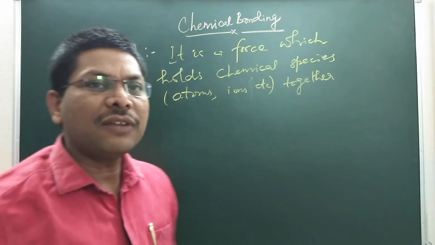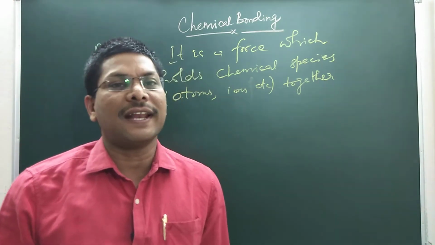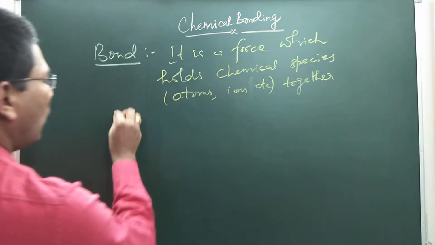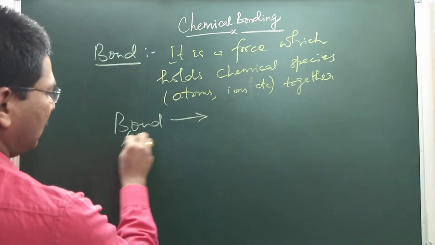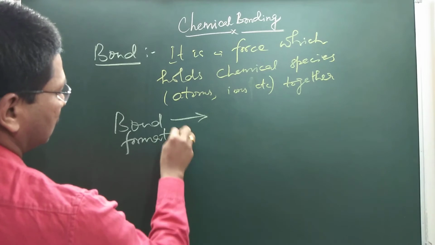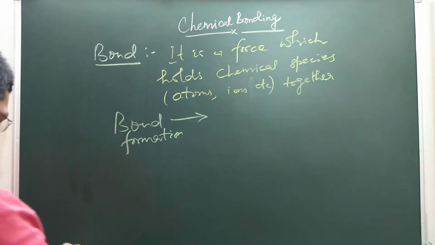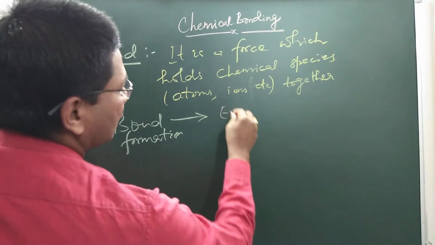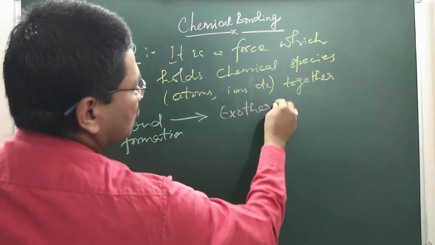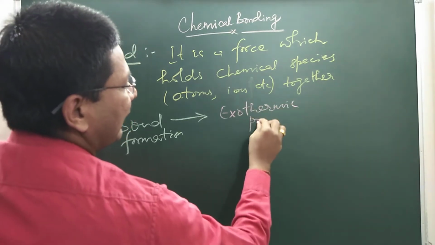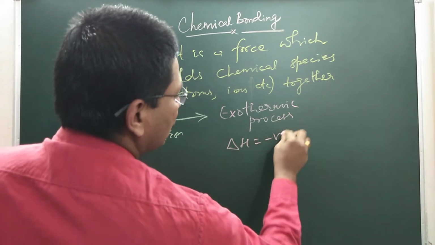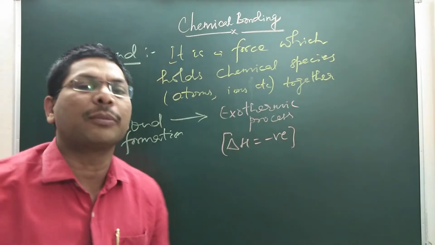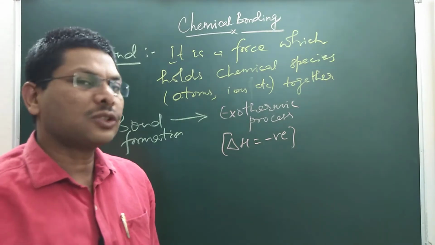So, the main reason for bond formation is decrease in energy to attain stability. So, bond formation is an exothermic process. Whenever a bond is formed, energy is released. For an exothermic process the enthalpy change is negative. So bond formation is an exothermic process.